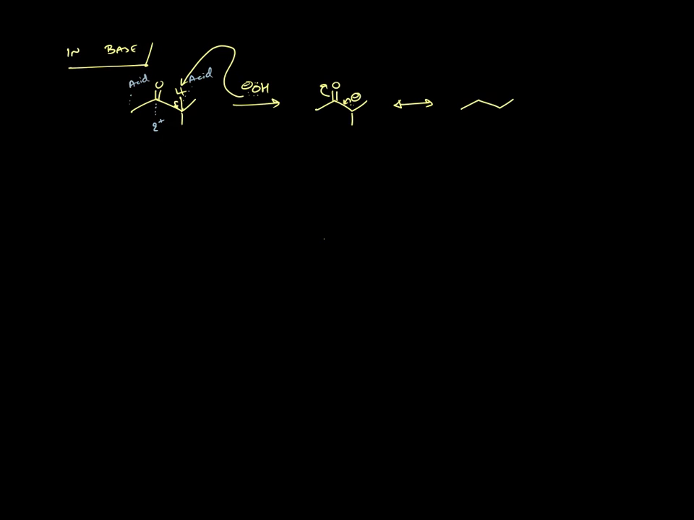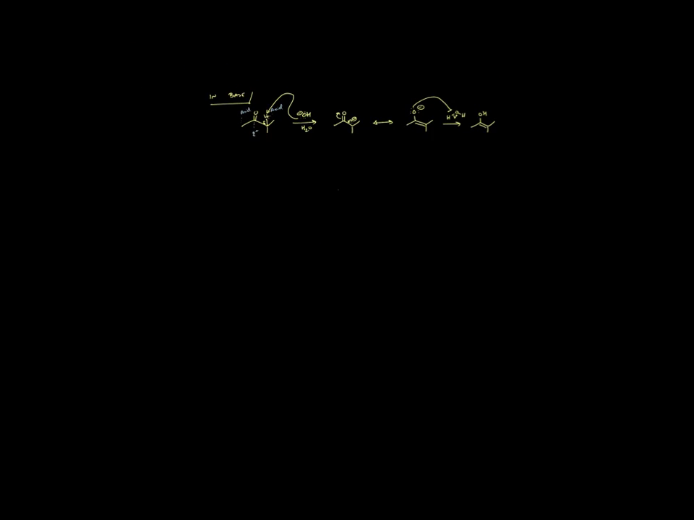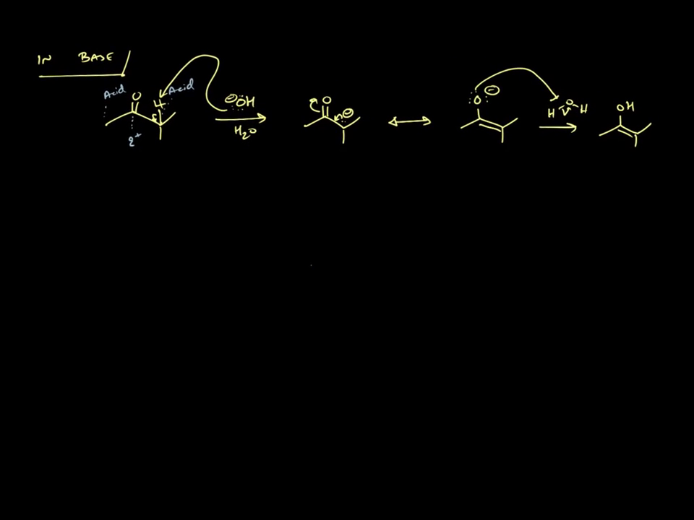and can give us a C double bond C and an O-. Well, if this whole thing is in water as well, which base has to be in, then that O- can take a hydrogen off of water and become an enol. Let's bring that back to where it was. All right, so we have here our keto and here our enol. Well, we can also go backwards.